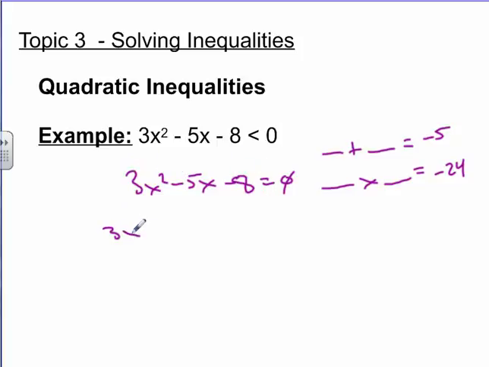Now, I don't care how you factor. You just need to have your own method that works. But this looks like it should work if you use a positive 3x and a -8. So I'm just going to solve this.